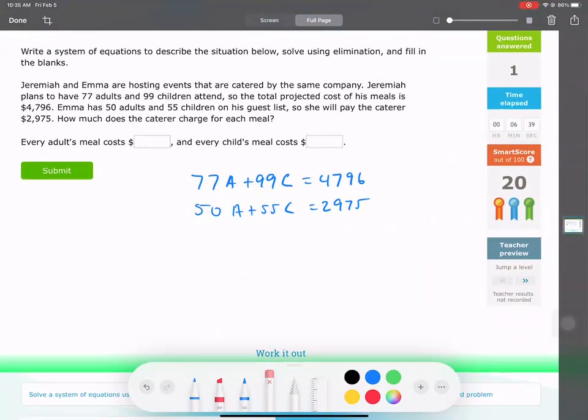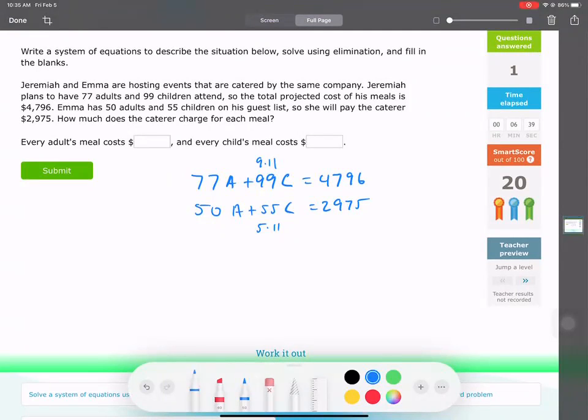If you look at the 99, is that 9 times 11? And is 55 5 times 11? Now this is me just going above and beyond here. I could again multiply them by 77 and 50 here. I could have done that. But instead, I'm going to multiply by smaller numbers.